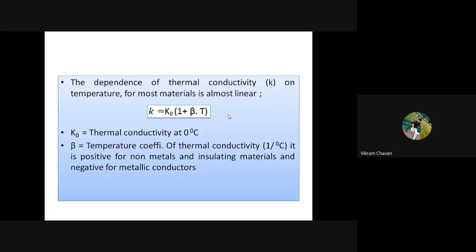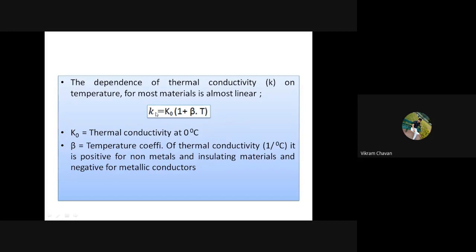Okay, so write down the equation. K is equal to K naught into bracket 1 plus beta multiplied by T. You can also write K suffix T is equal to K naught into bracket 1 plus beta multiplied by capital T. So capital T is the temperature, and at that temperature we want to find out the thermal conductivity.